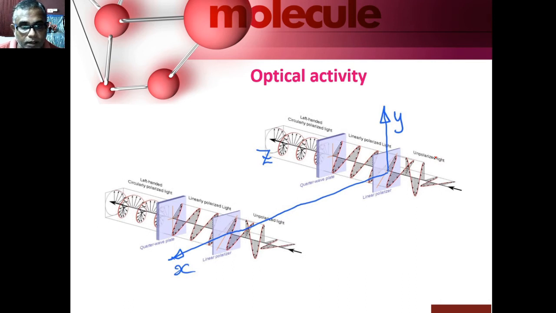Coming back to the same diagram, you have an unpolarized light, which is moving in two planes, an X plane and a Y plane. When it is passed through a linear polarizer, you get a linearly polarized light, and when it is passed through a quarter wave plate, you get a left-handed circularly polarized light. So a quarter wave plate will give you only left-handed circularly polarized light. If you have two quarter wave plates, then you may have both left and right-handed circularly polarized light.